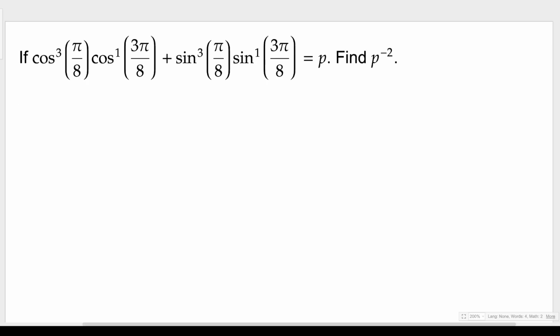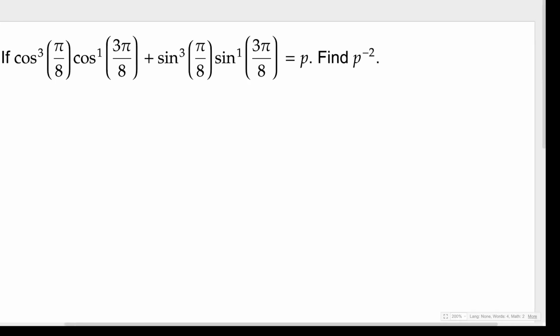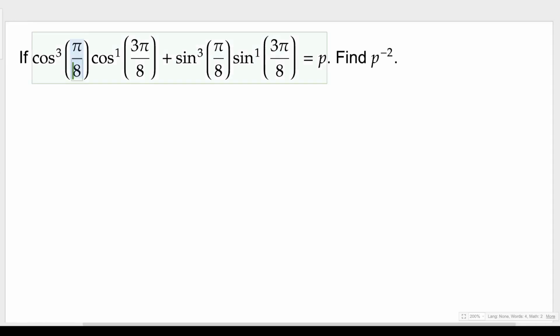So this is the given problem statement here. It states that if cos of pi by 8 cubed times cos of 3 pi over 8, plus sine of pi by 8 cubed times sine of 3 pi over 8, is equal to p, we need to find p to the power negative 2. So this is what we need to compute.